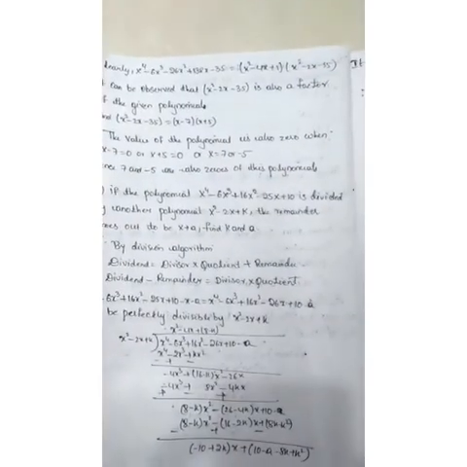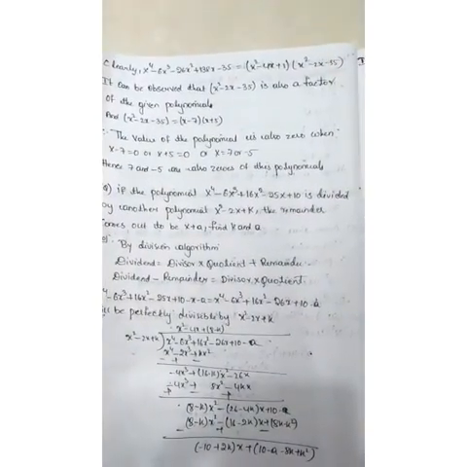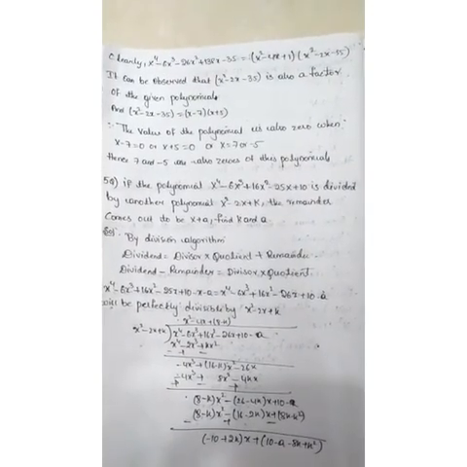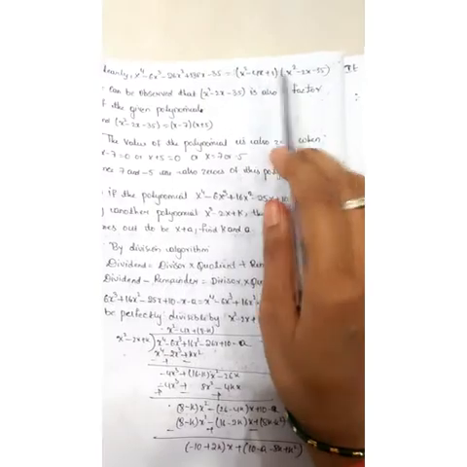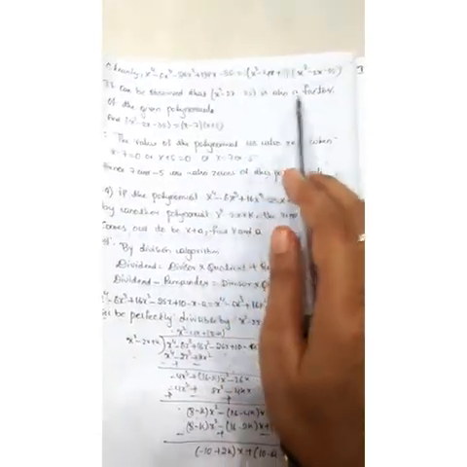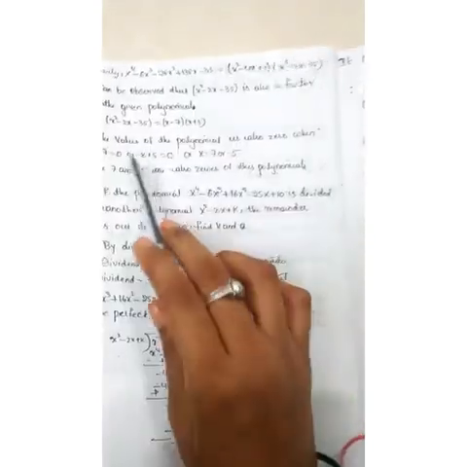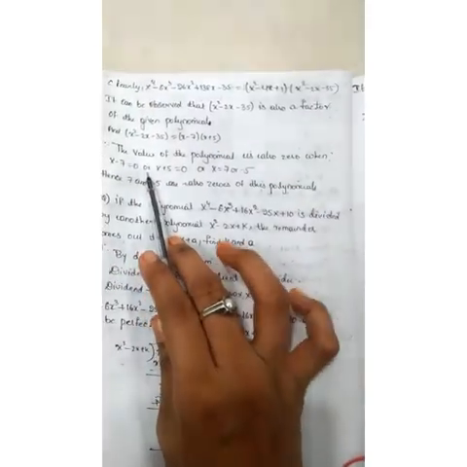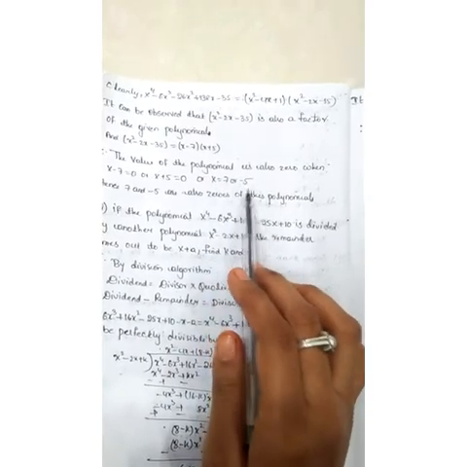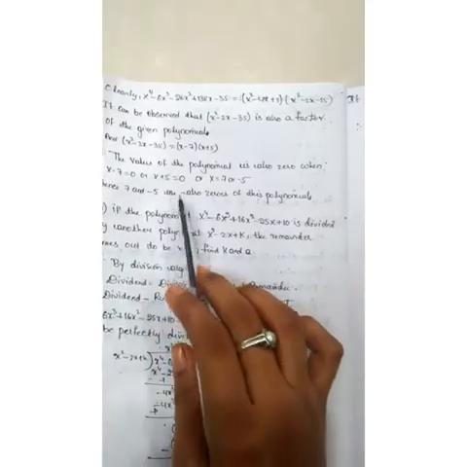So clearly x power 4 minus 6x cube minus 26x square plus 138x minus 35 is split like this. It can be observed that x square minus 2x minus 35 is also a factor of the given polynomial. So you just need to find the factors. The value of the polynomial is also 0 when x minus 7 is equal to 0, or x plus 5 is equal to 0, or x is equal to 7 or minus 5. Here 7 and minus 5 are also zeros of this polynomial.